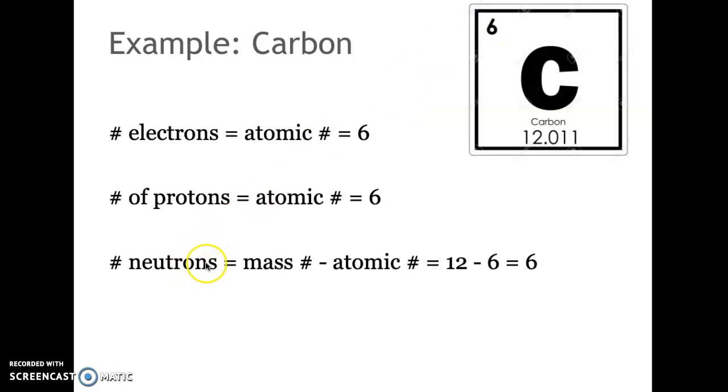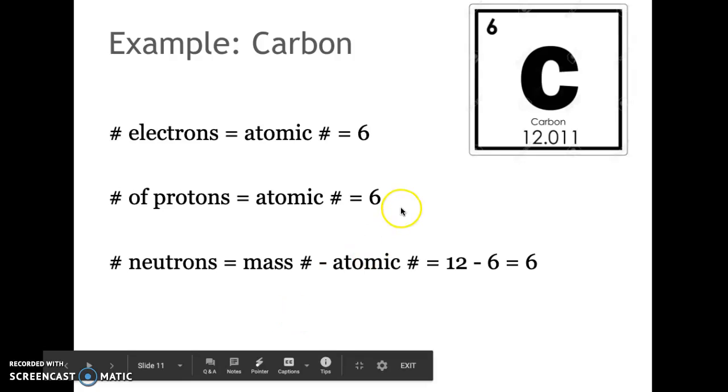Number of neutrons, it doesn't give us a direct number, but if you take the mass number and subtract the atomic number from it, you find the number of neutrons. Just know that you have to round the mass number to the nearest whole number. So 12.011 rounds to 12, so 12 minus 6 is 6, and that gives us the number of neutrons.